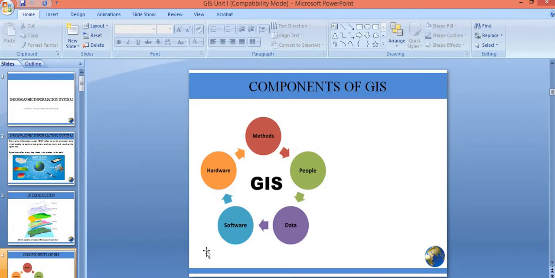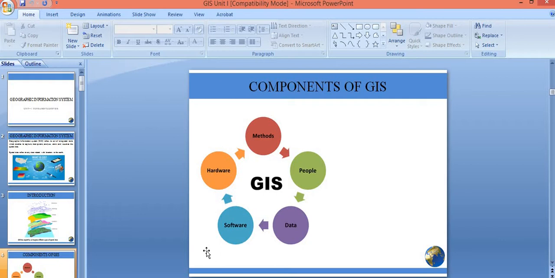And the next component is methods. So, every organization will have their own objective of using GIS. If you take a weather forecasting organization, their objective is different. If you take a logistic organization, their objective will be different. So, based on the objective, the method will be varying. So, for what purpose they are using GIS? That is what method is.